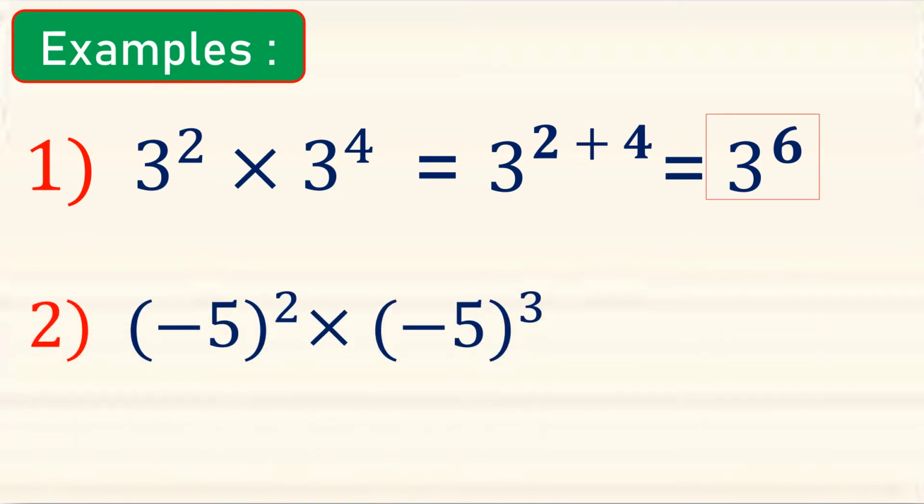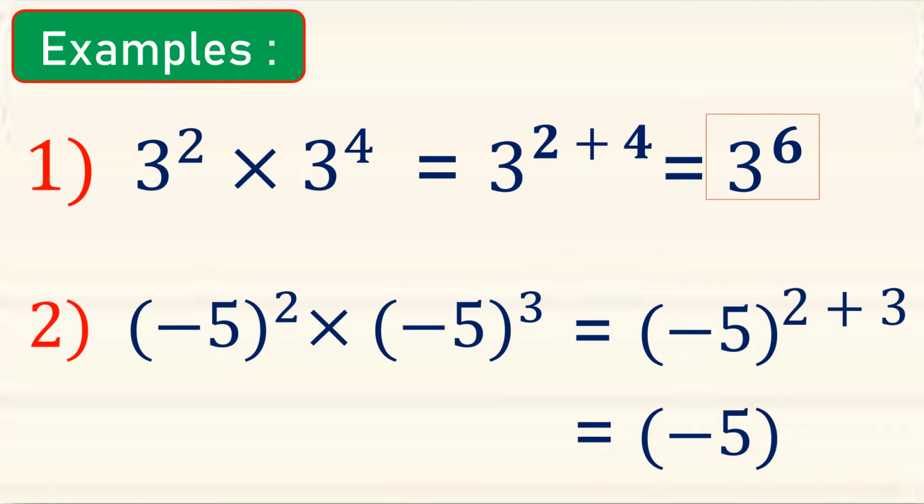Now let us have another one. Negative 5 squared times negative 5 cubed, or negative 5 to the third. In here, we are going to copy the base negative 5, and then we are going to add the exponents 2 and 3. So 2 plus 3 is 5. So the final answer is negative 5 to the fifth.